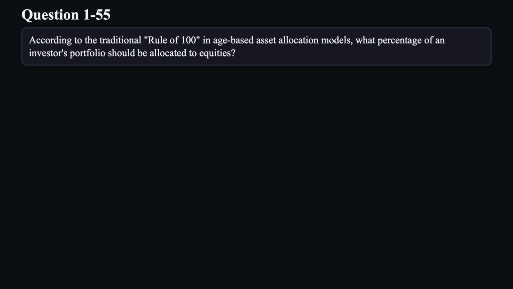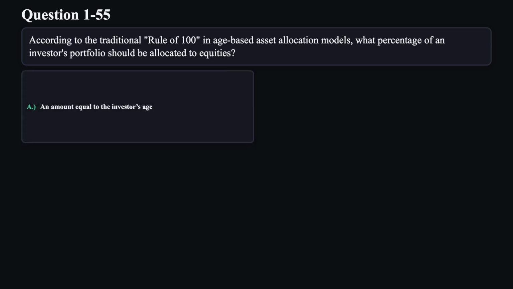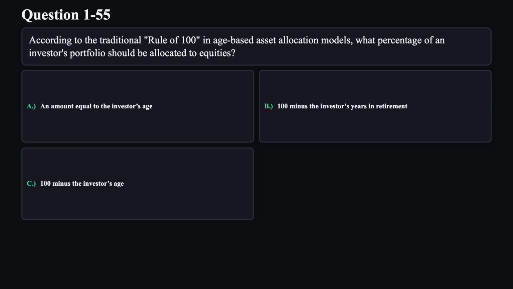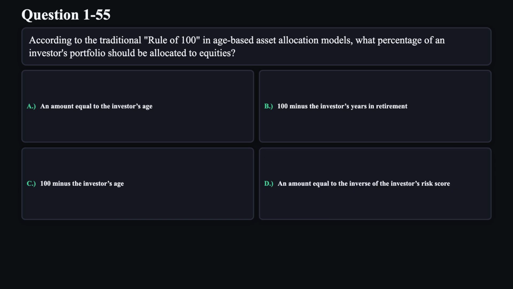Question 55. According to the traditional rule of 100 in age-based asset allocation models, what percentage of an investor's portfolio should be allocated to equities? A. An amount equal to the investor's age. B. 100 minus the investor's years in retirement. C. 100 minus the investor's age. D. An amount equal to the inverse of the investor's risk score.